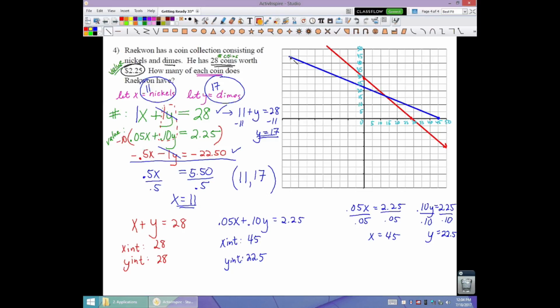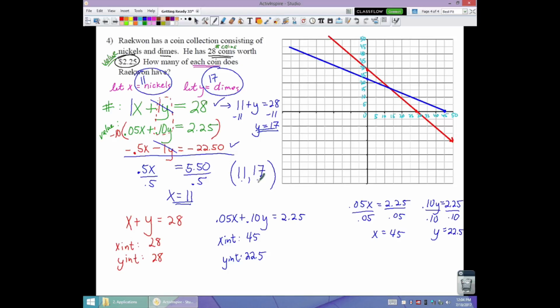So could those possibly be intersecting at the point 11, 17? And that wouldn't have been my guess, but sure, we can call that 11, 17.